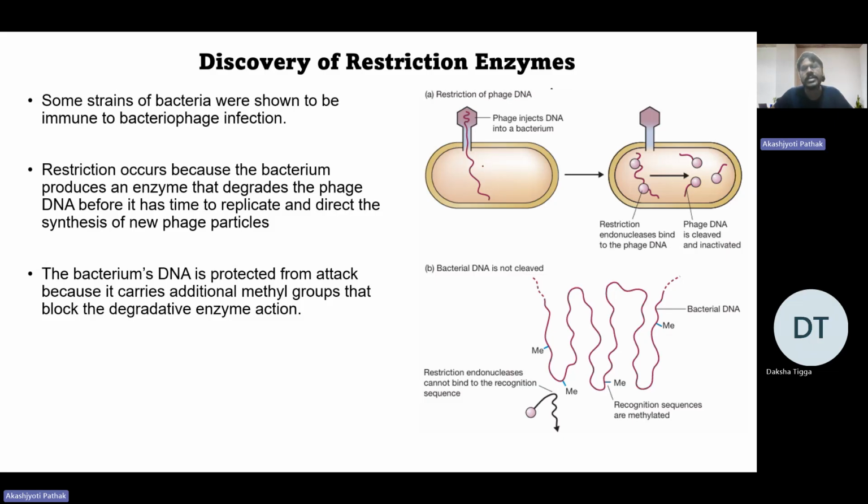So bacteria has an immunity by which it can prevent the infection by the bacteriophage. This was the first thing that was seen, that there are certain types of bacteria which have the ability to prevent the growth of certain types of bacteriophages. And some strains of bacteria were shown to be immune to bacteriophage infection.